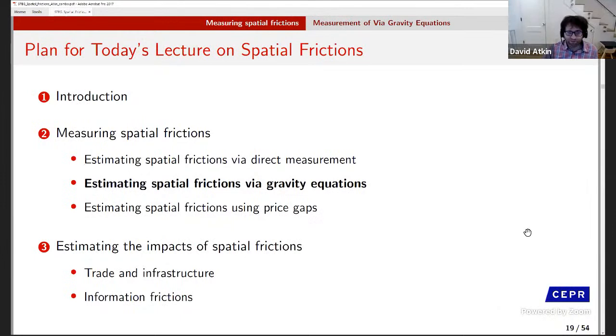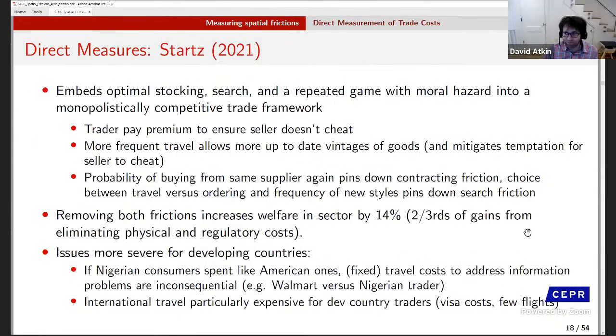Can I ask a question? Hello, David. Yes. Okay. Sorry. It seems that this cost of traveling will be especially true for importers. So Nigerians traveling to the United States to import something. Is it so? Is this also the case for exporters, and how does that matter in this setting?